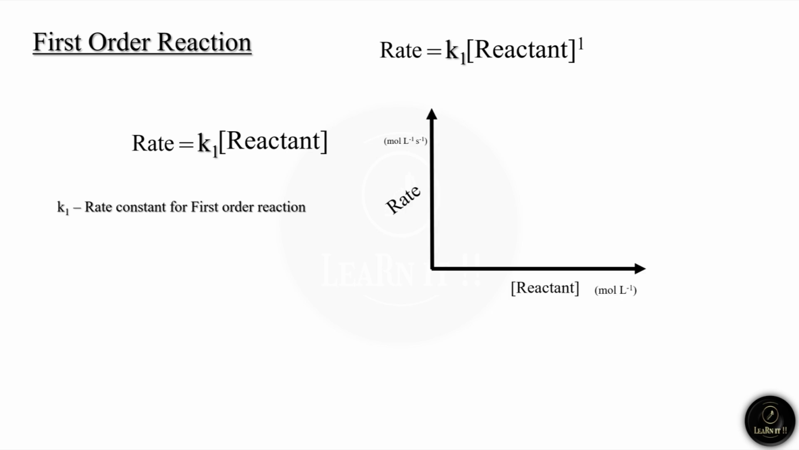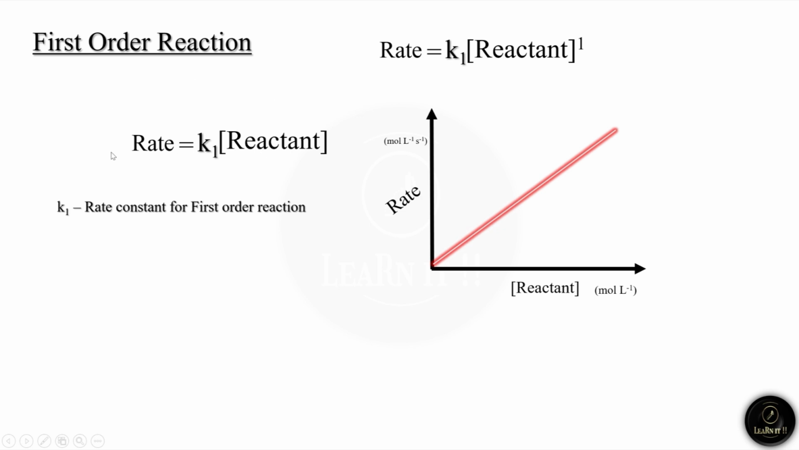If we plot a graph of rate versus concentration of the reactant, then we get a straight line. So it means if we increase the concentration of the reactant, the rate will be increased. If we double the concentration of the reactant, the rate will be doubled. If we triple the concentration of the reactant, the rate will be tripled. So that's why we get the straight line.